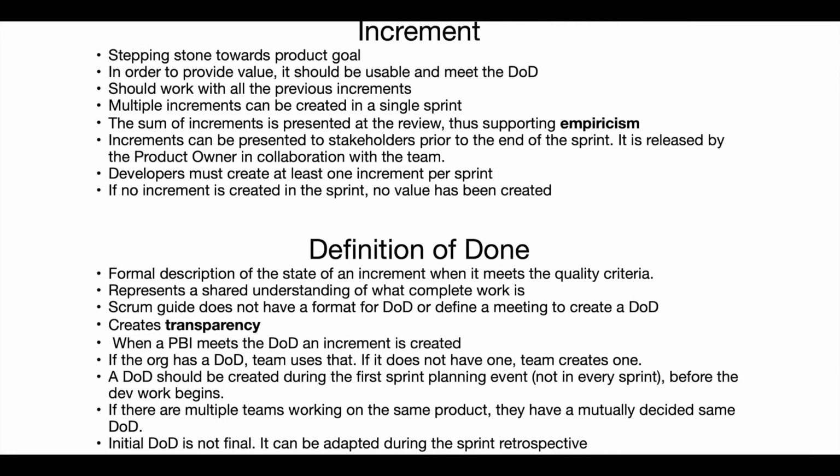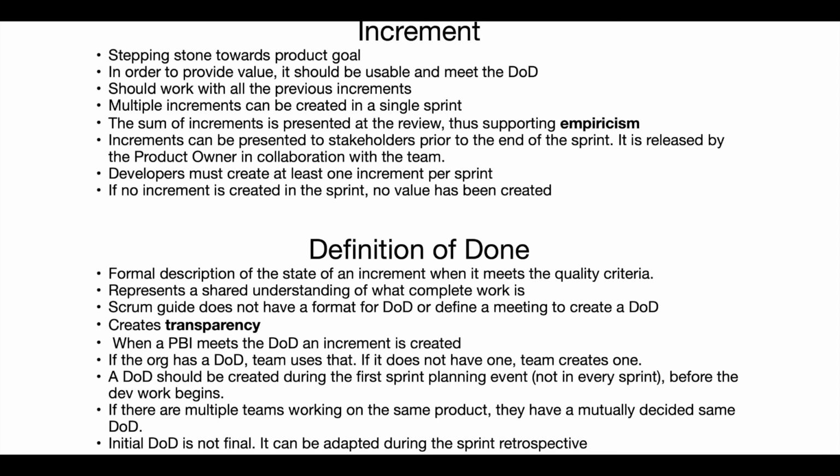Increment. It's a stepping stone towards the product goal. In order to provide value, it should be usable and meet the definition of done. It should work with all the previous increments. Multiple increments can be created in a single sprint. The sum of increments is presented at the review, thus supporting empiricism. Increments can be presented to stakeholders prior to the end of the sprint. It is released by the product owner in collaboration with the team. Developers must create at least one increment per sprint. If no increment is created in the sprint, no value has been created.